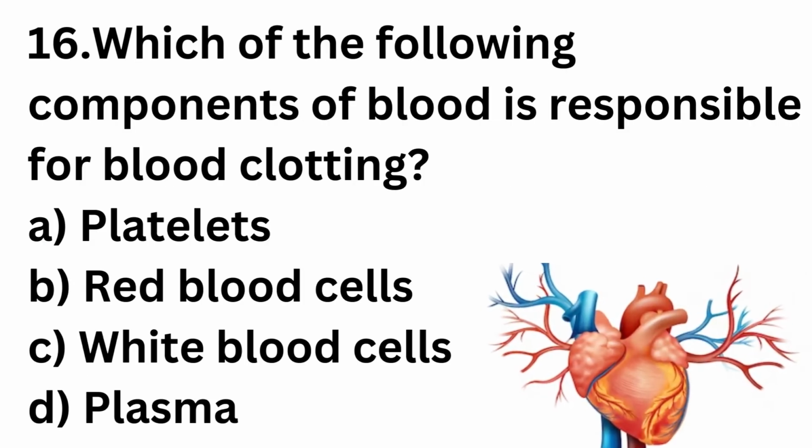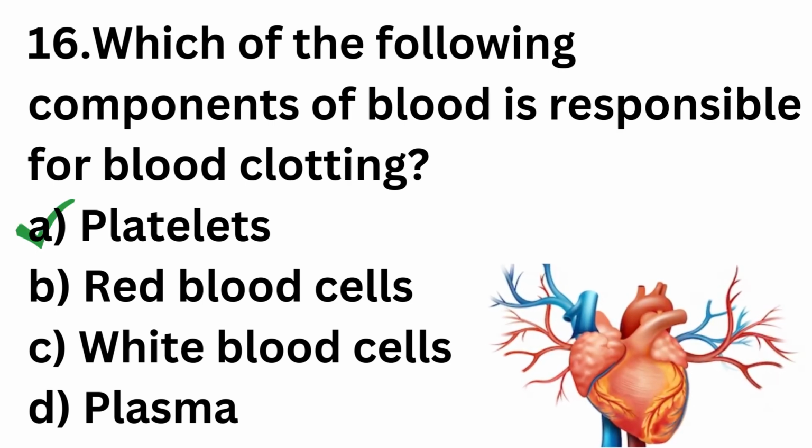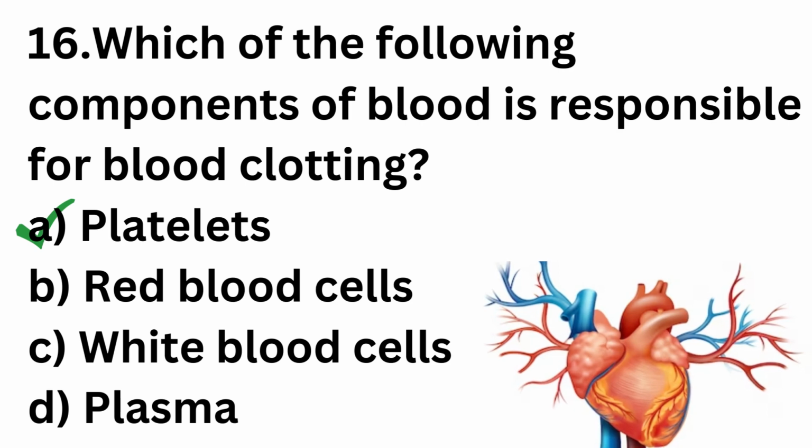Which of the following components of blood is responsible for blood clotting? See, one option will be correct from platelets, red blood cells, white blood cells, and plasma. But platelets act along with the component which comes from plasma. But the main component which is responsible for blood clotting is platelets. Plasma provides a protein named fibrinogen, which along with the components of platelets work together and help in blood clotting.